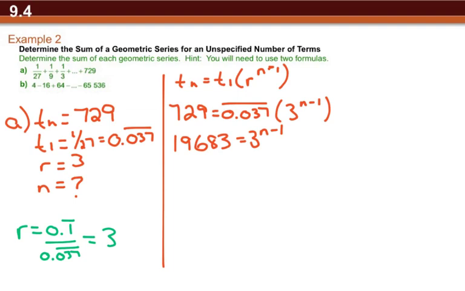So at this point, it's not a bad idea to go to the calculator and start guessing. Type in 3 to the power of 5. 243. Not big enough. 3 to the power of 6. 729. Still not big enough. Keep guessing, keep going at it. Eventually what you'll find is that 19,683 is 3 to the power of 9.